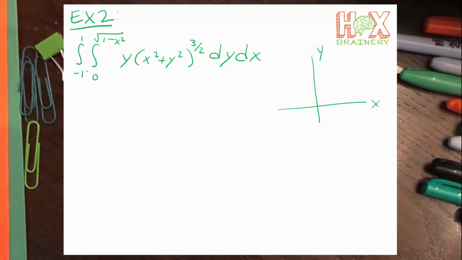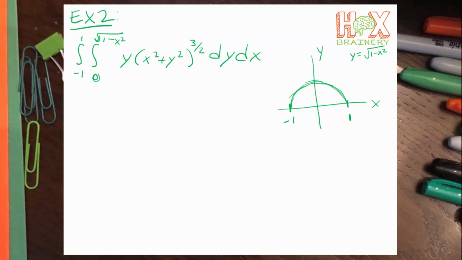Okay, so let's see. X is going from -1 to 1, so I'm marking that down. And y is between 0 and this square root thing. That square root thing is the upper half of the circle with radius 1, centered at 0. You can just say y equals this and plug it into your graphing calculator. Okay, so it looks like that.